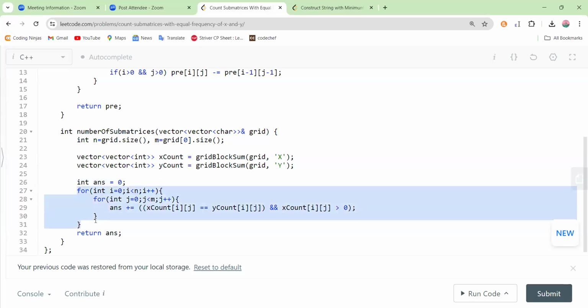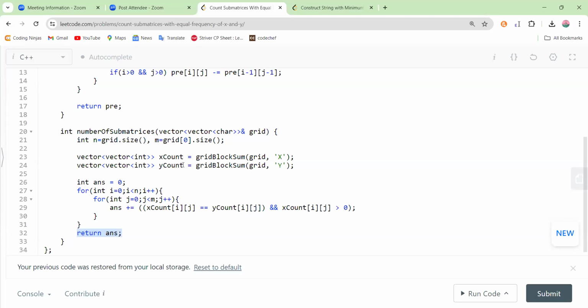Go to all indexes by i equals 0, i less than n, i plus plus, j equals 0, j less than m, j plus plus. And if the count of x and count of y are equal and count of x is at least 1, that is, count of x is greater than 0, in that case, we are simply incrementing our answer. If this condition is true, our answer gets incremented by 1. And at the end, once we are done with it for all the indexes, we are simply returning our answer.